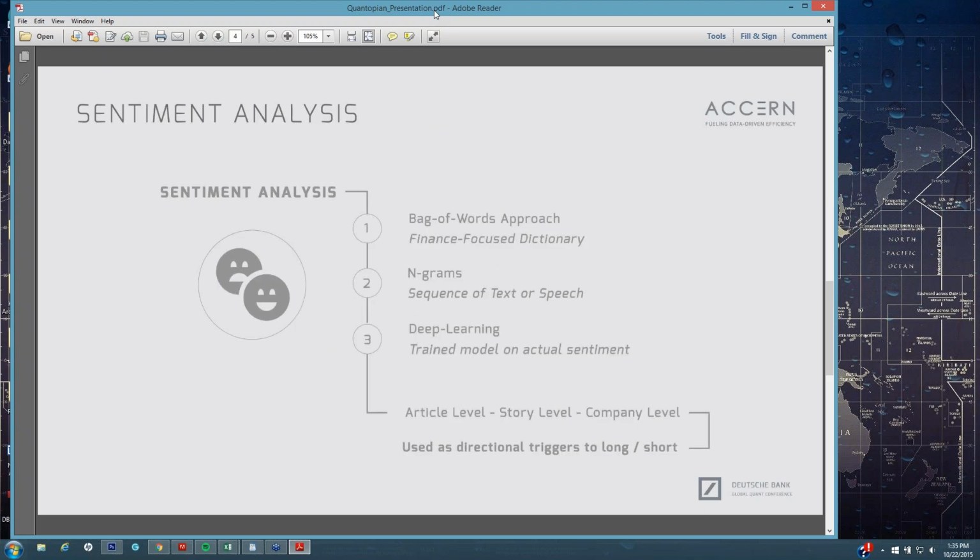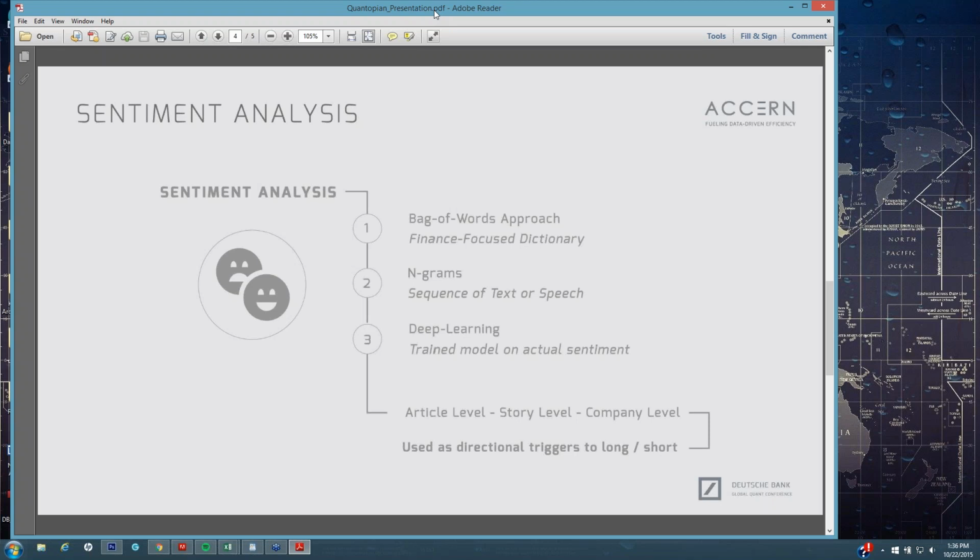So after we are able to get these relevant articles, now we apply the analytics on top of it. In Alpha 1, our retail version, we have two different analytics. One of the analytics that we have is called sentiment analysis, and the sentiment analysis is constructed in a very structured format. We have three levels of sentiment analysis. The first approach that we use is a bag of words approach. Bag of words is basically a finance-focused dictionary which contains a lot of different positive and negative keywords.